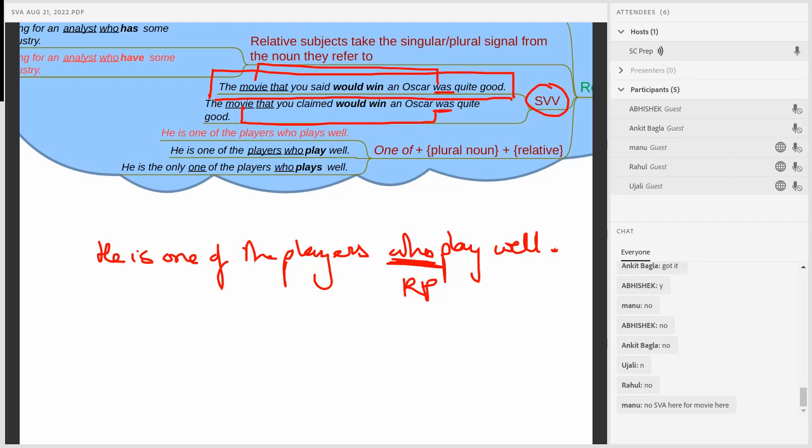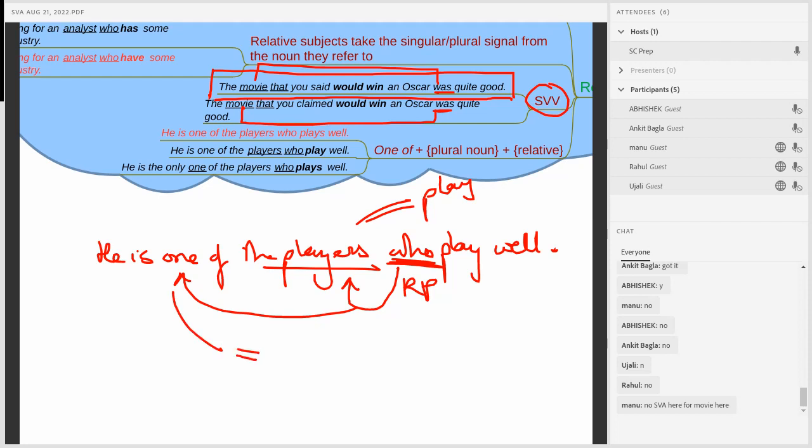The point over here is a very specific point that the GMAT tests, and that is what is the who pointing to? Is it pointing to players or is it pointing to one of the players? If it is pointing to players, then of course players is plural, so we should go with play. If it is pointing to one, it is of course singular, so we should say plays.